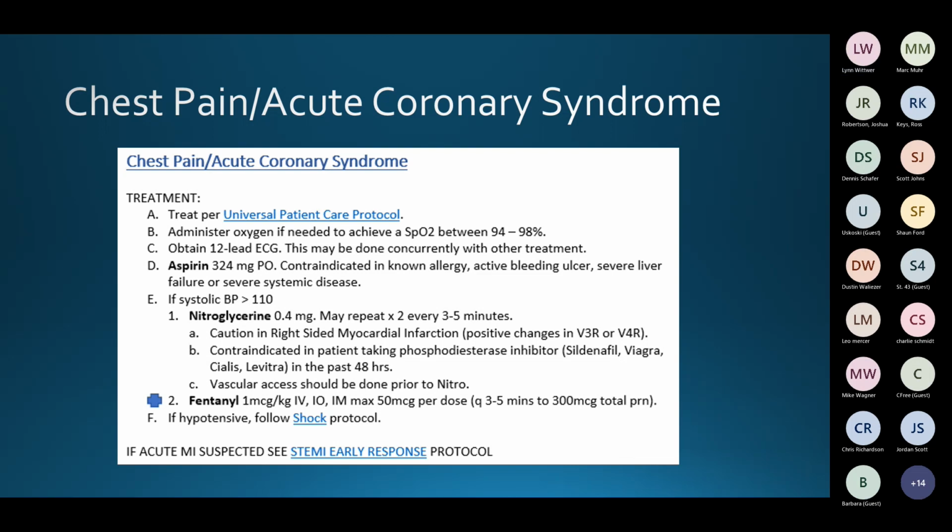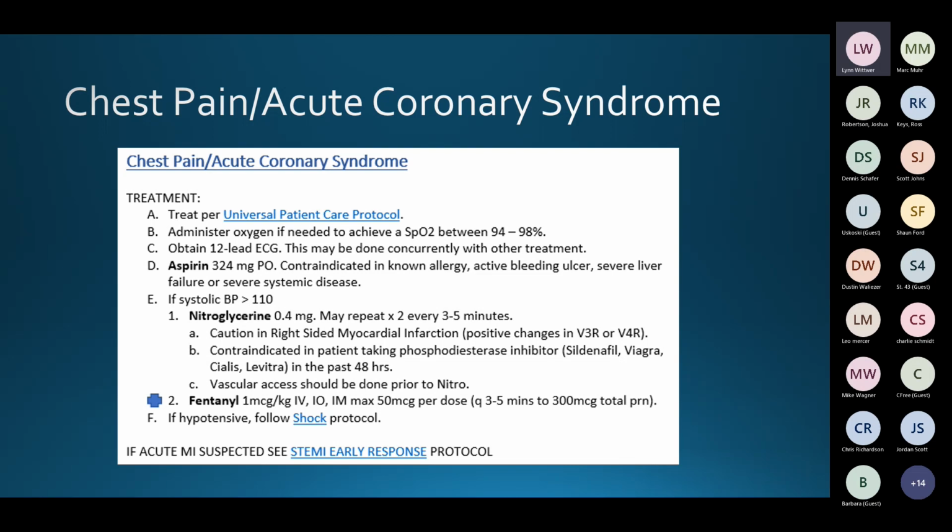Aspirin, 324 PO, is contraindicated only if they have a known allergy, active bleeding, ulcer, severe liver failure, or other systemic disease. Now, this should basically be baby aspirin because it's easily chewed, easily absorbed, and it causes the least amount of trouble.